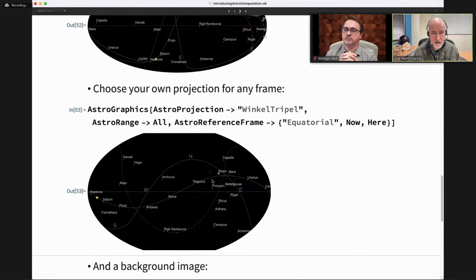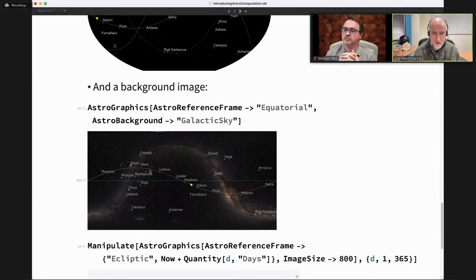This is a map of the sky in the equatorial frame using the Winkel triple projection. That's the sun. We can add a background image, what we call the galactic sky image. And now you see how the red plane, the galactic plane, aligns perfectly with the galaxy.